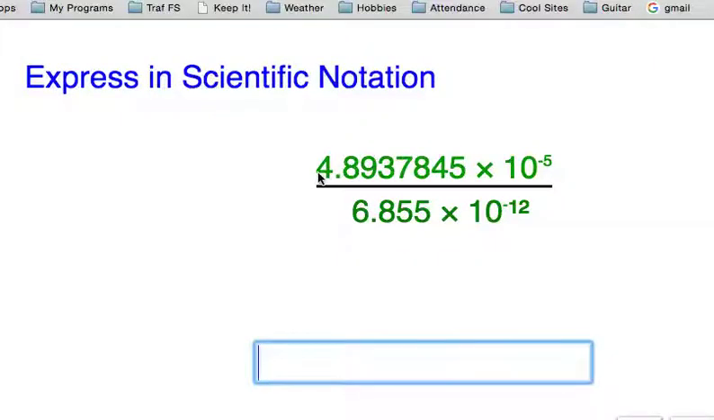Expressed in scientific notation, 4.8937845 times 10 to the negative 5 divided by 6.855 times 10 to the negative 12. All right, let's see how to do that.